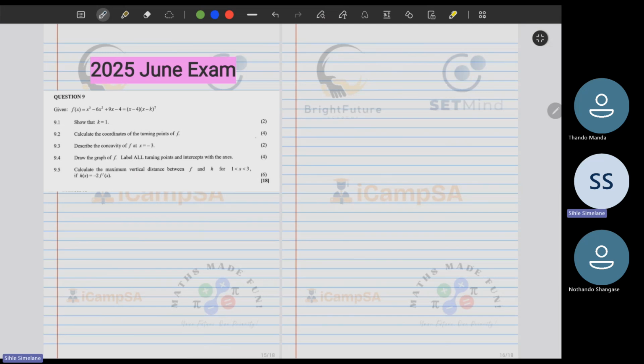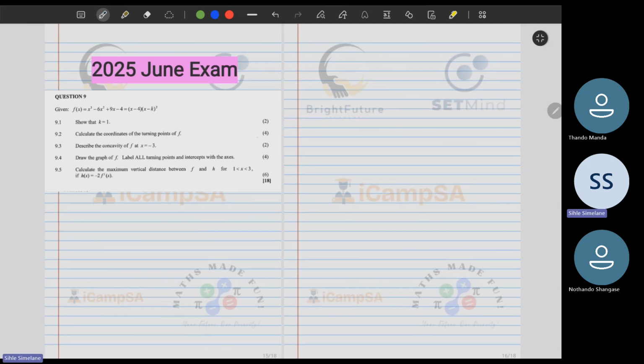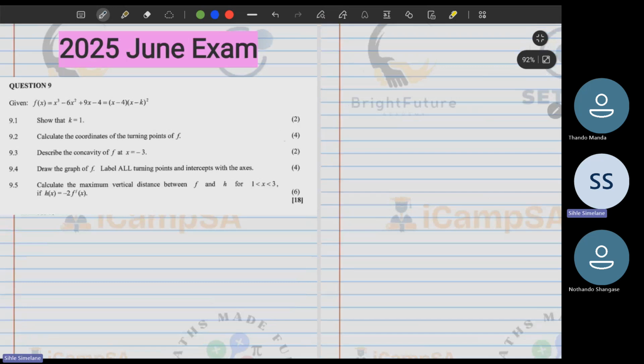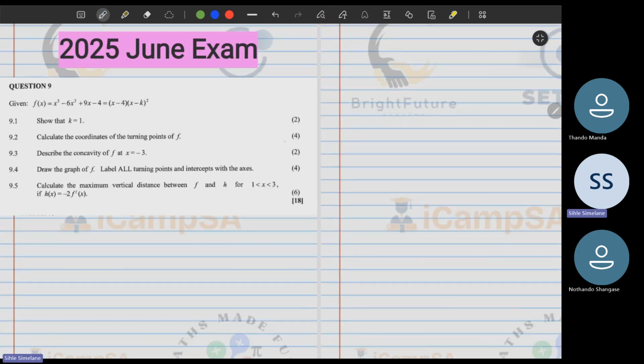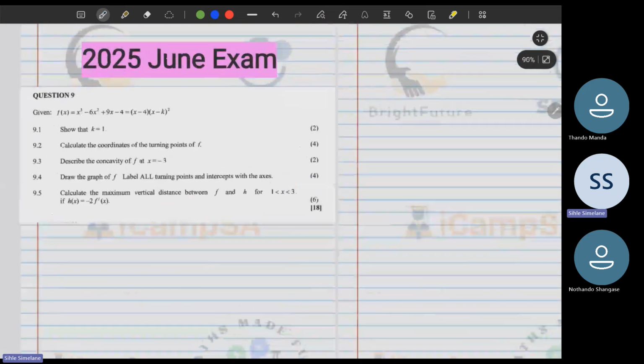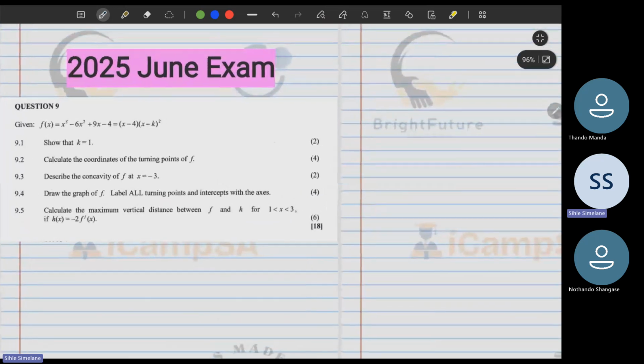So the next one is the June exam, 2025. The one we were doing before was the November exam 2025. Okay, so look at what is going on here.